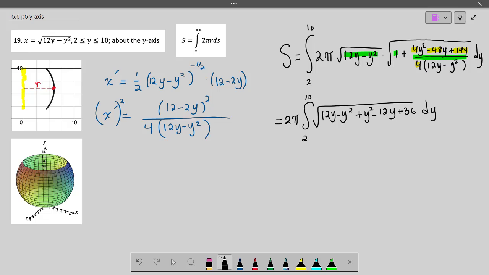And of course, this is about as good as it gets. The y squareds will cancel. The 12y is going to cancel. And the only term left on the inside is that 36. Square root of 36 is 6.